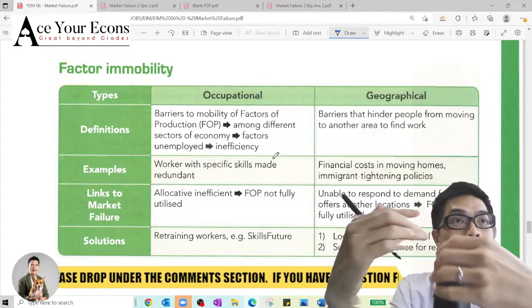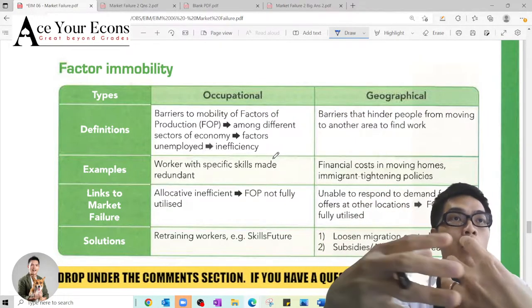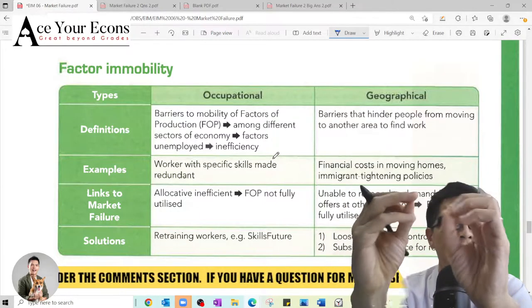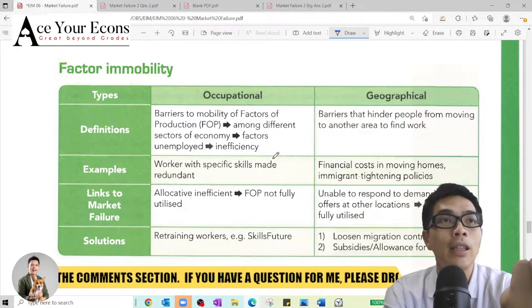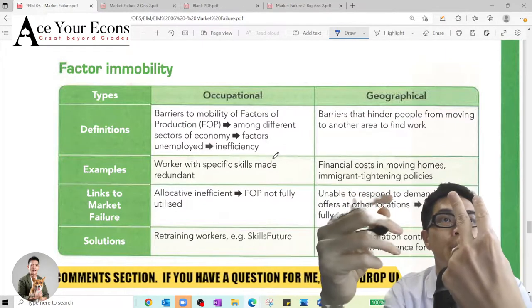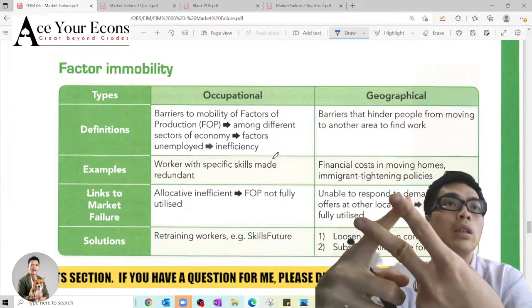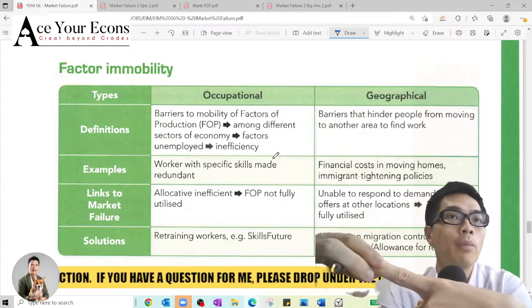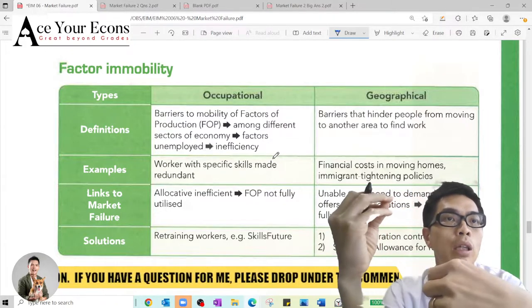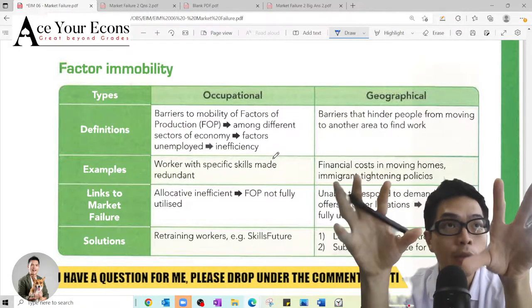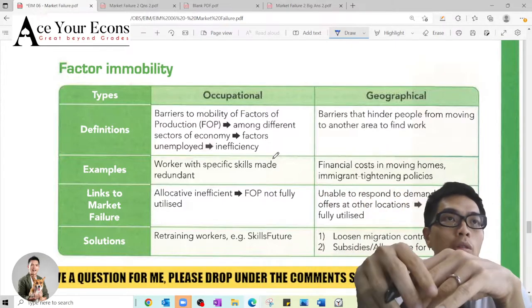So this is just the tip of an iceberg. When we move on to the second year, we'll encounter more and more problems. Each of them will have their sub-problems. So factor immobility, two sub-problems: occupational immobility and geographical immobility. Occupational immobility, as mentioned last week, was due to what? It was due to skill set, job skill mismatch.